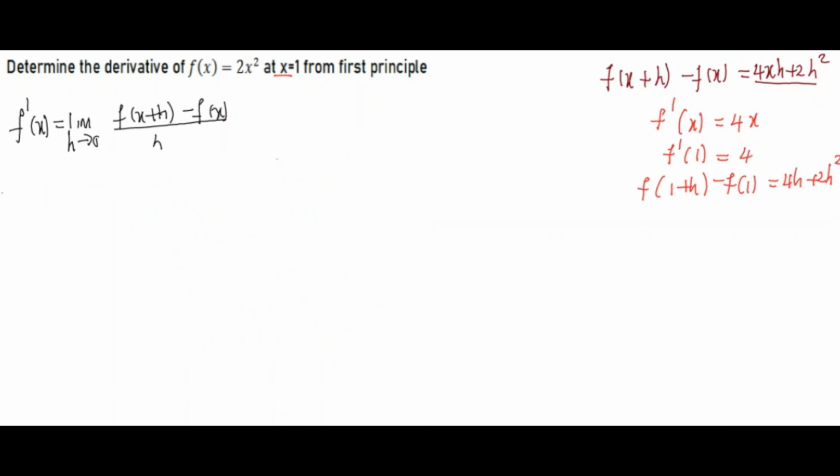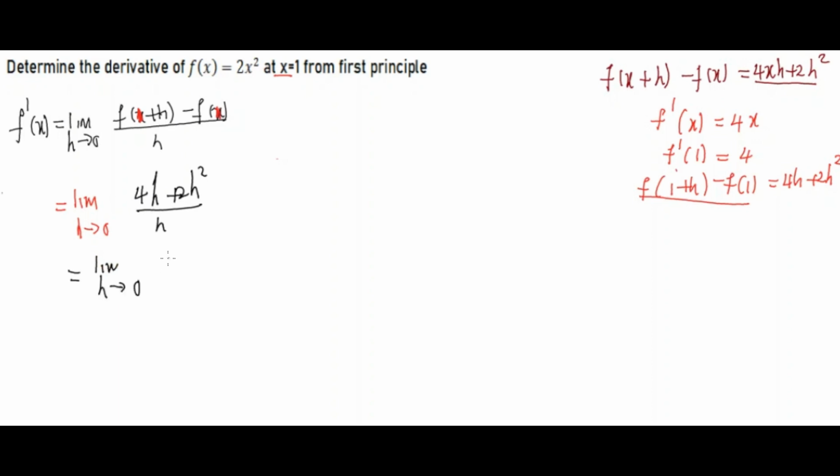So now, where there is x, you need to put 1. So we're going to put 1 here. So now we need to substitute. This one will become the limit as h approaches 0 of f at 1 plus h minus f of 1, which is here. So this one will become 4h plus 2h squared divided by h. When you substitute h, we'll have 0 over 0. So what you need to do is to take out a common factor, h.